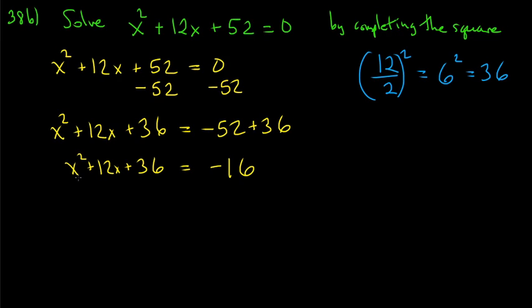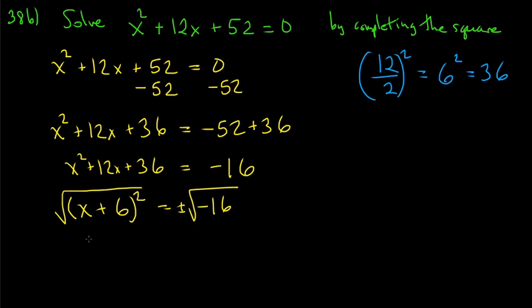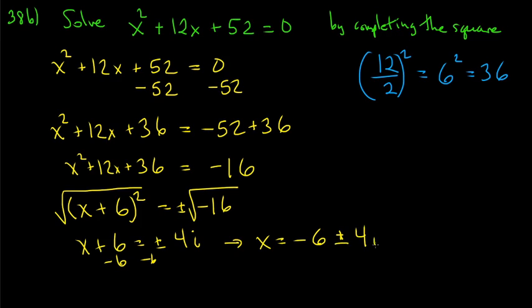Right, so the left side factors as x plus 6 times x plus 6, or x plus 6 squared. So to undo the square, we take the square root. So x plus 6 is equal to plus or minus the square root of negative 16, which is 4i. And then just subtract the 6 from both sides. So x is going to be negative 6 plus or minus 4i.